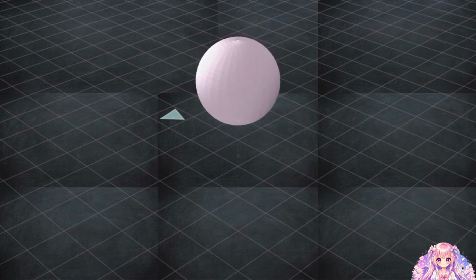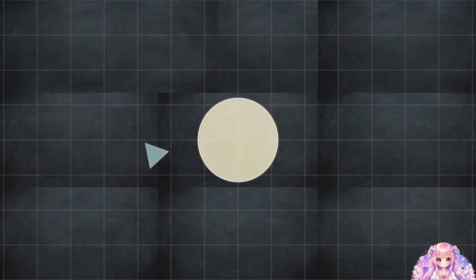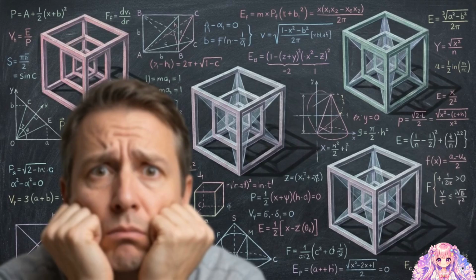If you cast a three-dimensional object right through their world, they wouldn't see the whole shape. They would only see impossible cross-sections that appear from nowhere, change size, and suddenly vanish. This is exactly why it's so difficult to picture higher dimensions like the fourth or fifth.